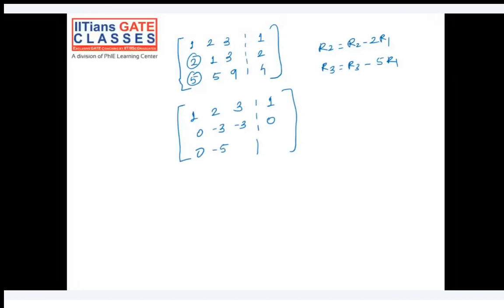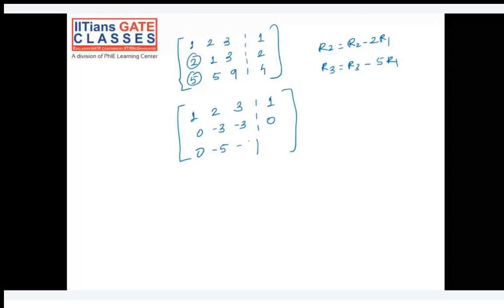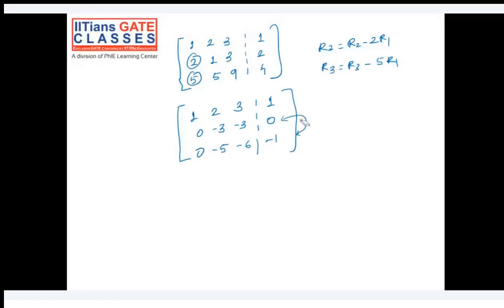So you can clearly see these two rows are independent. Okay, so you will not be able to make any of the rows 0 in this case. Hence rank of A equal to rank of AB equal to 3, which is the size of the matrix. Hence you will have a unique solution. Okay, this way also you can judge, or you can judge through the determinant.